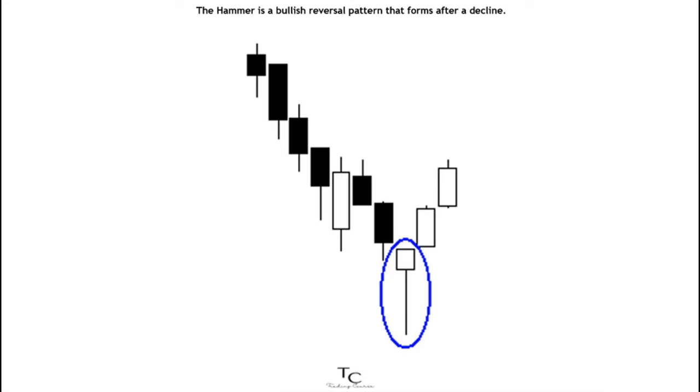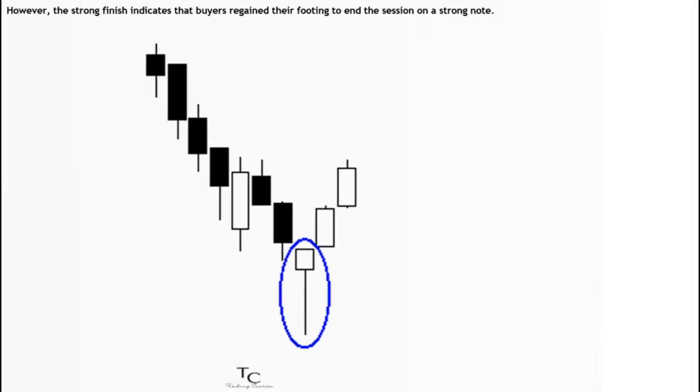The hammer is a bullish reversal pattern that forms after a decline. In addition to a potential trend reversal, hammers can mark bottoms or support levels. After a decline, hammers signal a bullish revival. The low of the long lower shadow implies that sellers drove prices lower during the session. However, the strong finish indicates that buyers regained their footing to end the session on a strong note.